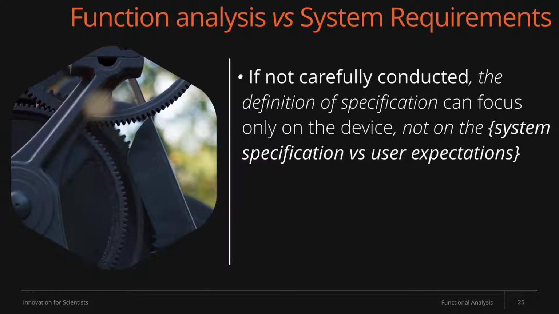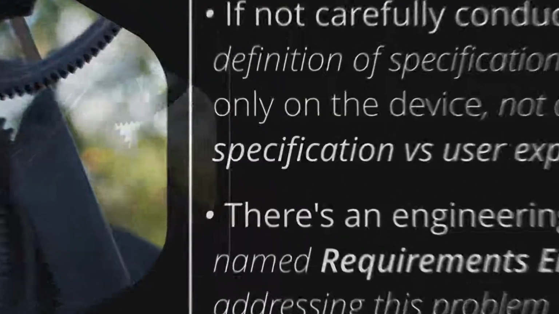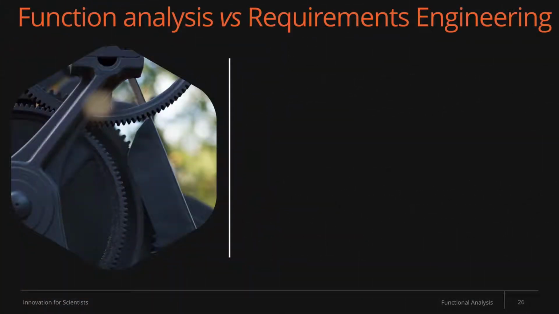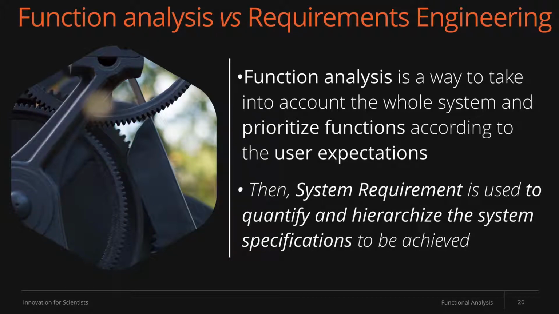Unlike system requirements, functional analysis would mostly compare with methods like requirement engineering, system requirements, or requirements management. So, functional analysis is a way to take into account the whole system and set the priority between the different types of functions according to the user expectation. In another way, system requirements or requirements management is also used to quantify and set the hierarchy between the system specifications to be achieved in order to fulfill the customer's expectation.